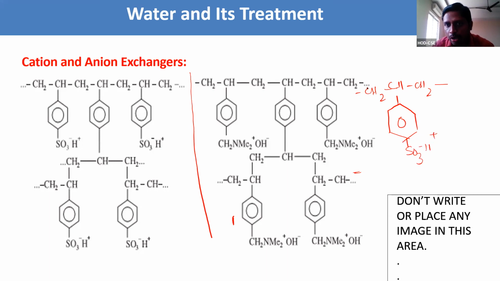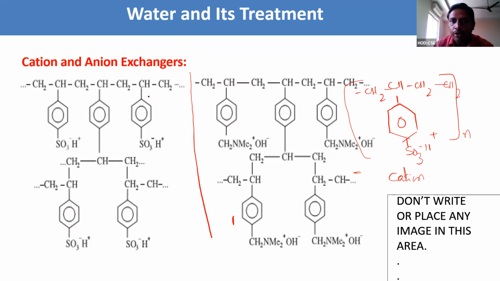This is a polymer. You can represent it by putting it in brackets and closing it with n, styrene divinyl benzene copolymer. It extends continuously, continuing its chain. This is the cation exchange resin. It contains acidic functional groups, sulfonic functional groups.